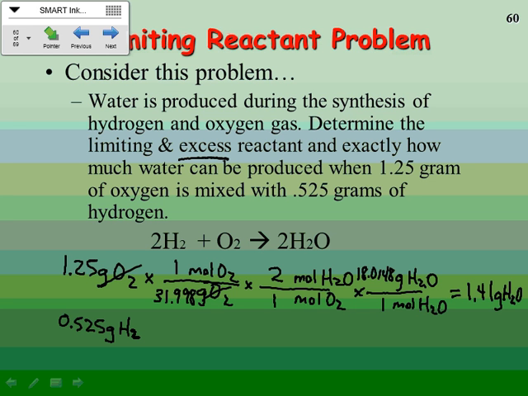Well, the problem is it all depends on the molar mass of the things you're looking at, and it depends on the ratio in the equation. So we can't just assume that the one with the lowest mass is going to be the limiting reactant. So we have to work it all the way through. All right?